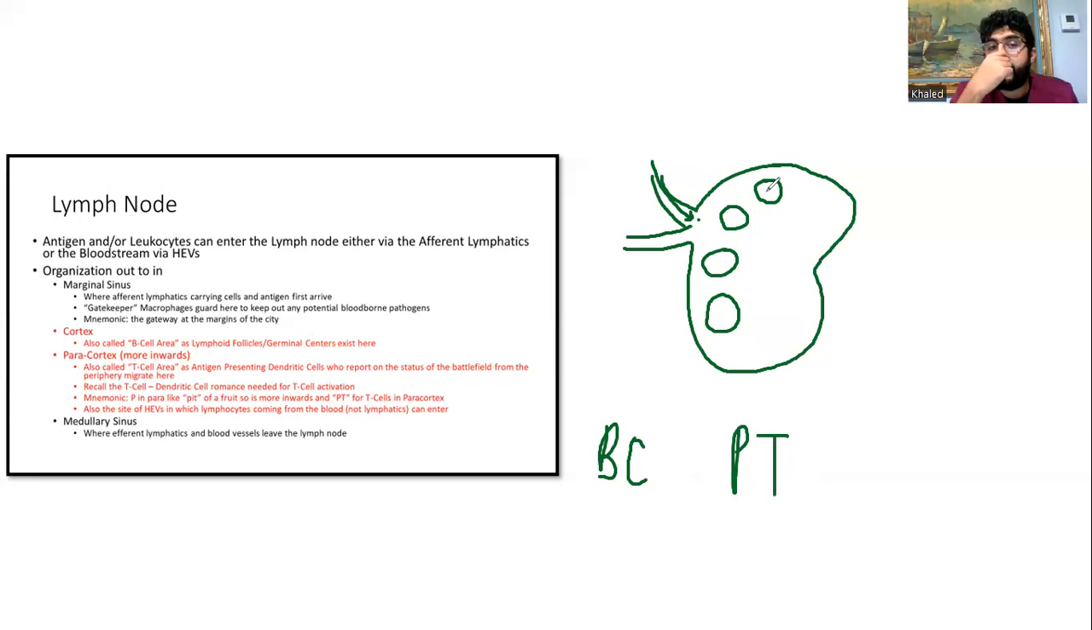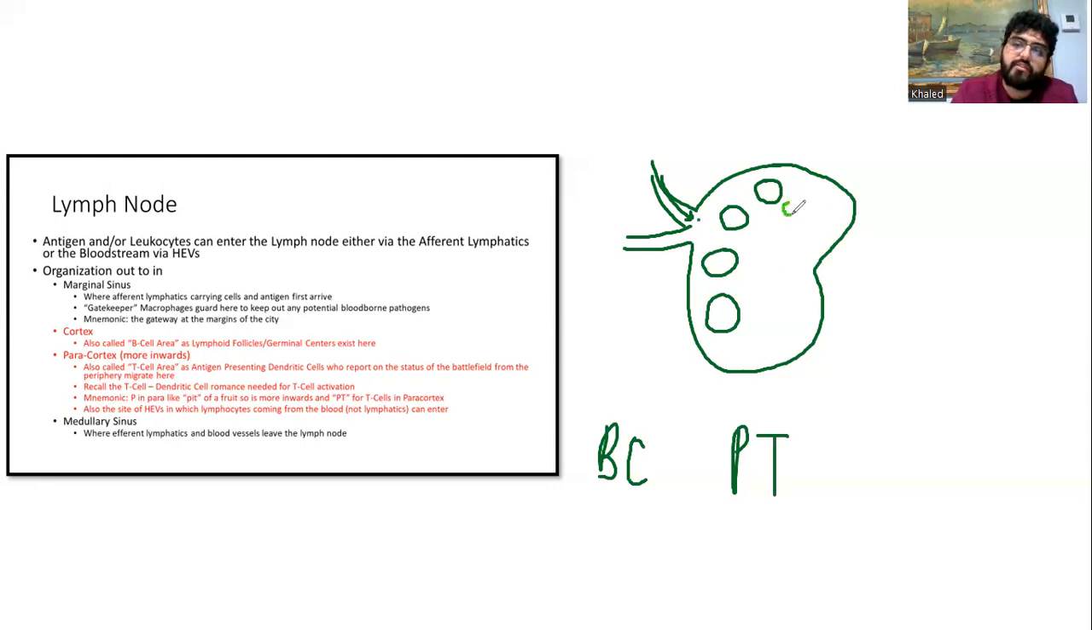Remember, the library for the B cells is the follicular dendritic cell. So if I were to ask you in a lymph node, where might you find follicular dendritic cells? What would your answer be? Marginal sinus, cortex, paracortex, or medullary sinus? I hope you're saying cortex, because that's the B cell area, because B cells are swarming these follicular dendritic cells, right? Then more inwards, you have your paracortex.